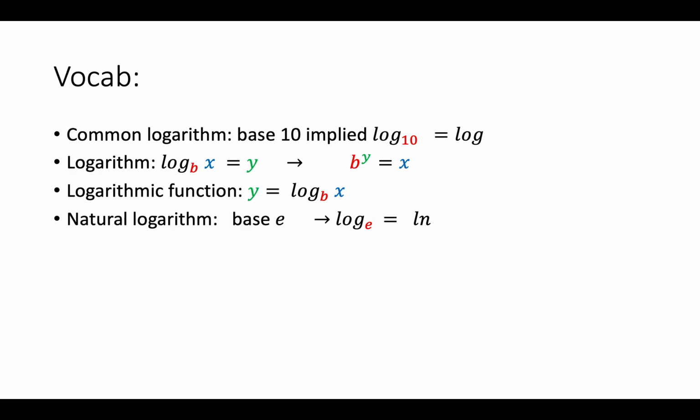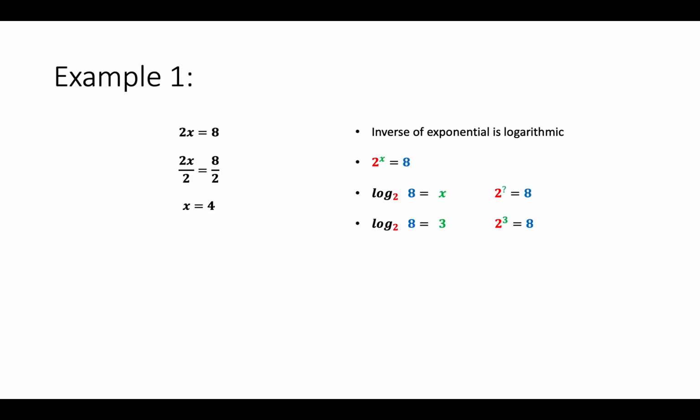This time we have about 5 examples. Example number 1, we'll start with something very easy. 2x equals 8. So this is a linear equation you learned back in maybe math 6, math 7, or pre-algebra. How do you solve for x? You divide both sides by 2, then you find x to be 4.